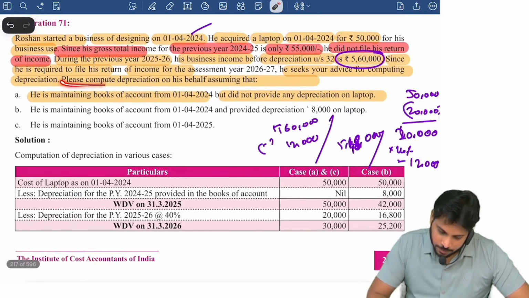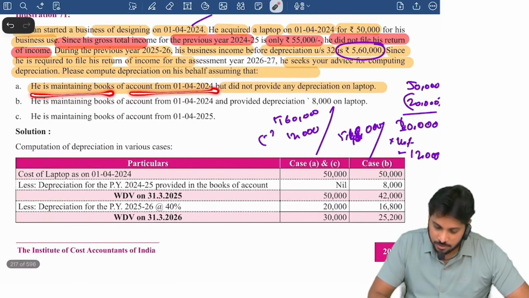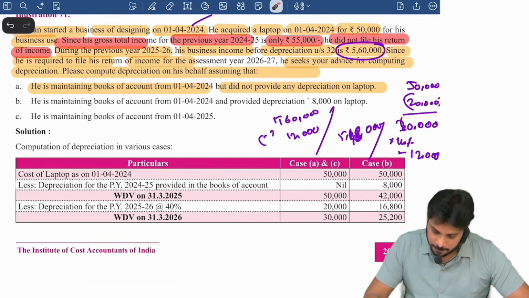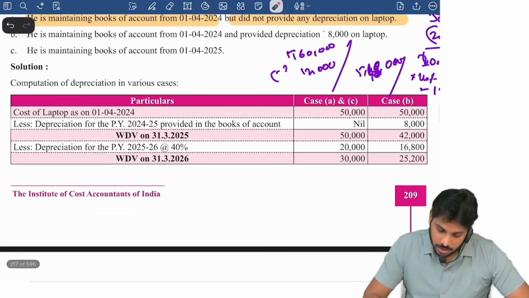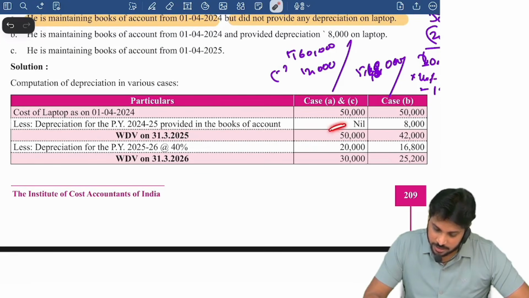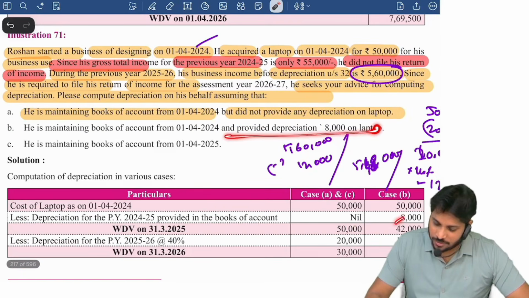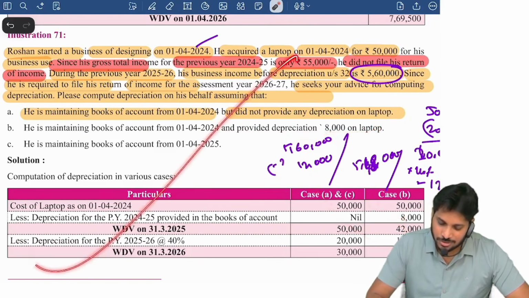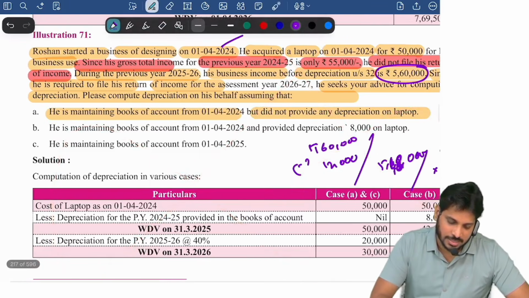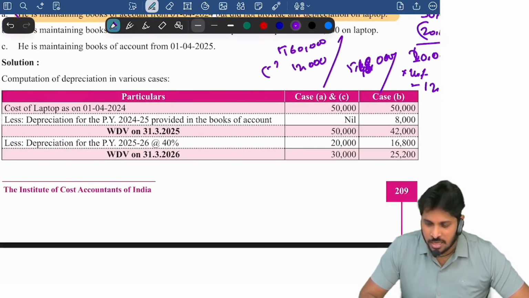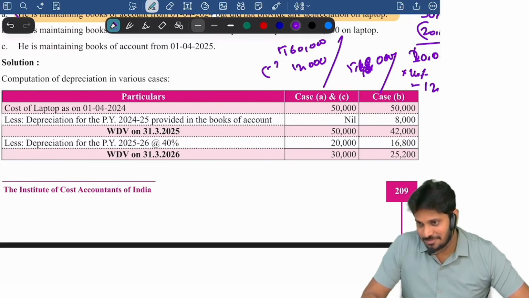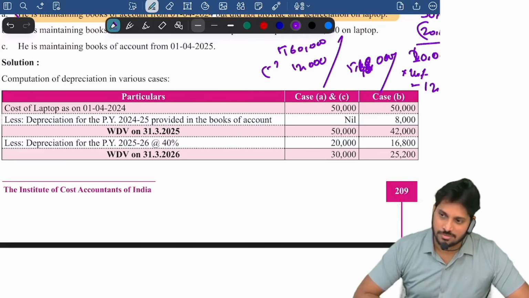Now please compute depreciation on his behalf, assuming that he is maintaining books of accounts from 1st April but did not provide depreciation. Similar only. Cost of laptop 50,000. Depreciation provided in the books 0. For example, if depreciation provided is 8, this is wrong, this is not required. Don't do this, leave it. This calculation is completely wrong. What we did is right. Whether you file a return of income or not doesn't matter. You calculate depreciation as per income tax rules. Okay, next.